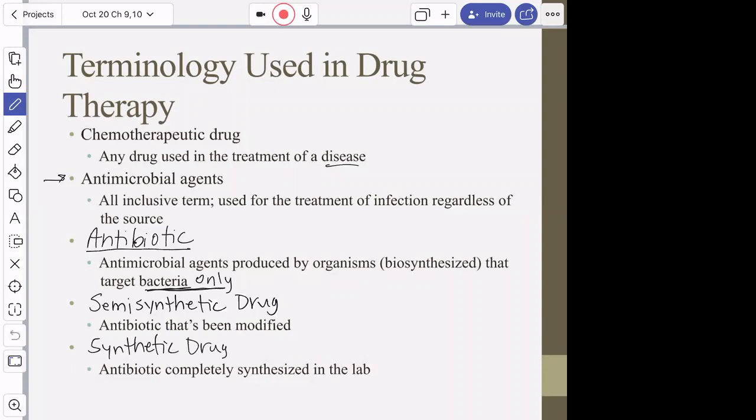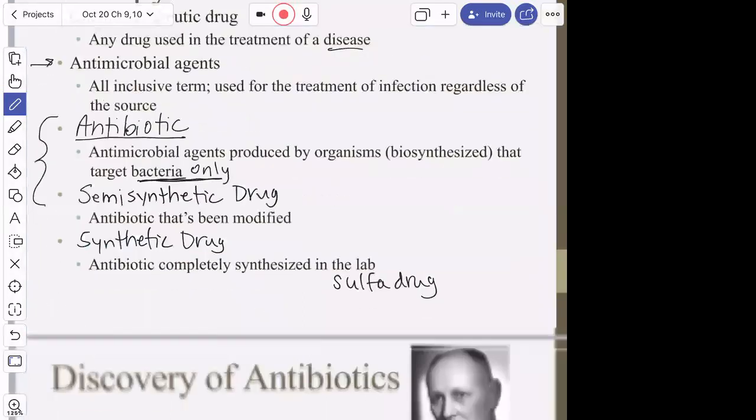that's an antibiotic that's been synthesized in the lab. Most of the antibiotics that we use today are either true antibiotics or they're semi-synthetics. A sulfa drug would be an example of a synthetic drug. We don't use those a lot anymore, but we'll talk more about that. Okay, so if you use these terms in sort of the strict sense, we could split hairs there a little bit.